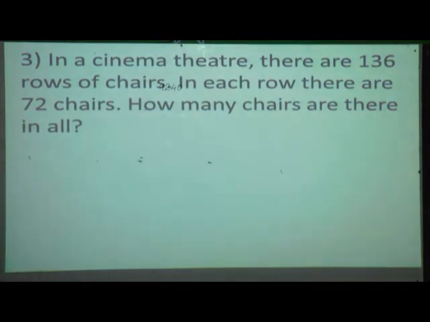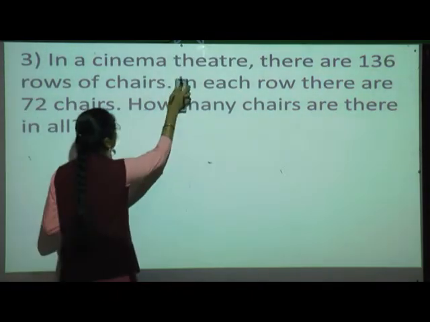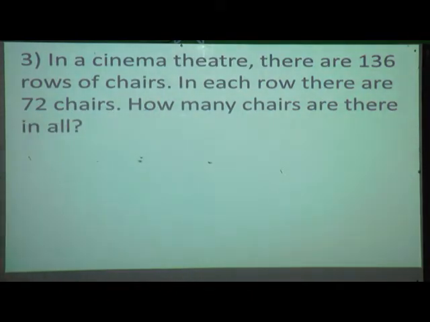What is the third example? In a cinema theater, there are 136 rows of chairs. In each row, there are 72 chairs. How many chairs are there in all? See, what is the question? In a cinema theater, how many rows are there in total?